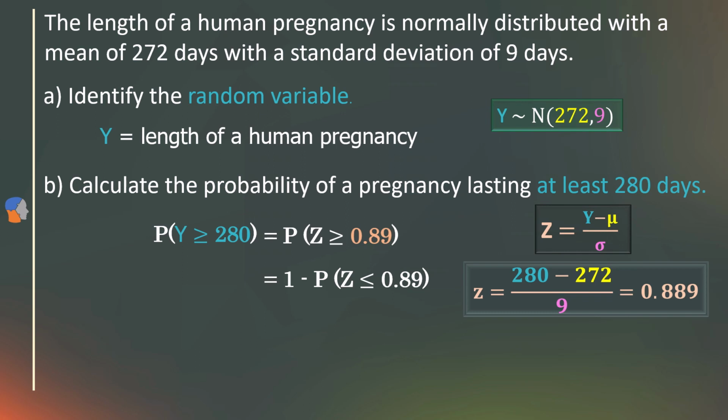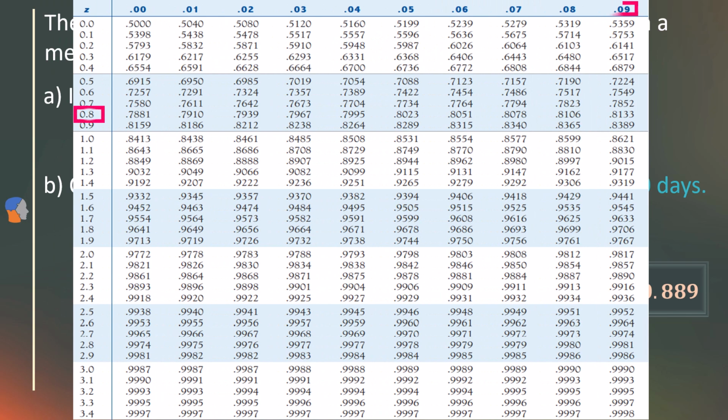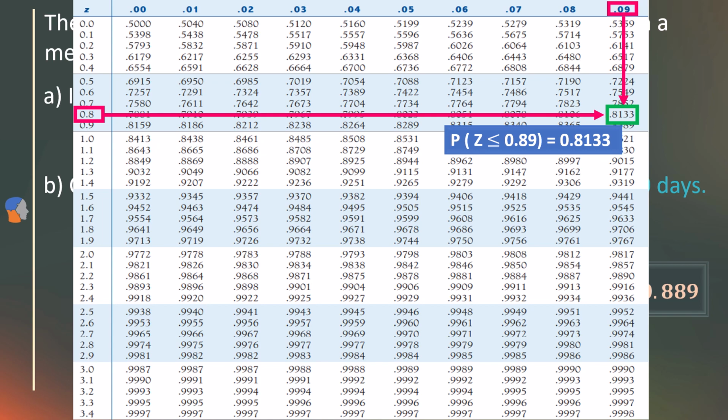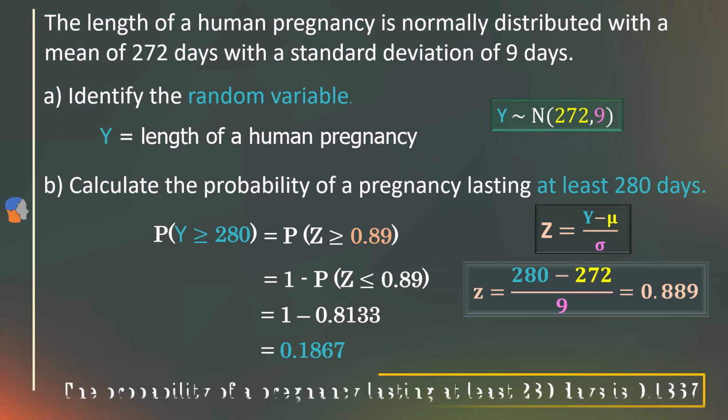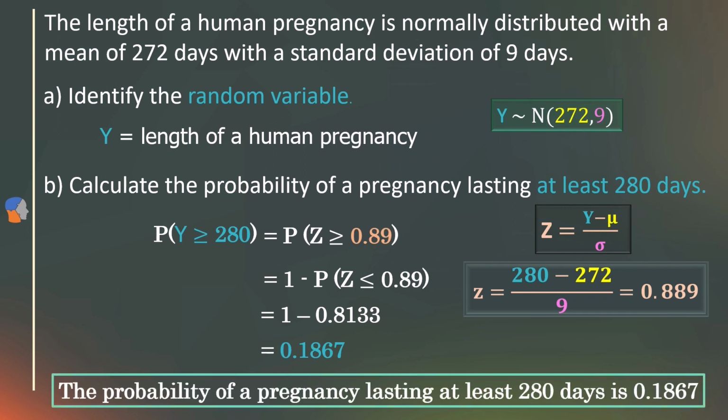0.89. Now check the two conditions. One, z value. Yes, we do have z value. Second one, less than or equal. Yes, we do have. Both conditions are satisfied. Therefore, we can go to the z table, find the corresponding probability of 0.89. That is 0.8133. Then we subtract from 1. The answer is 0.1867. So we can say the probability of a pregnancy lasting at least 280 days is 0.1867.